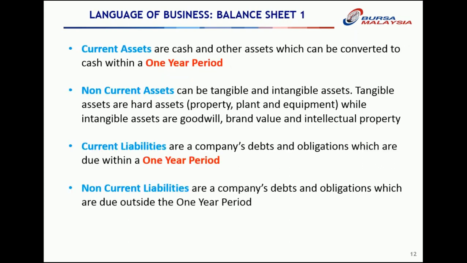So on the balance sheet, the things that I look out for are current assets, okay, which are cash and other assets which can be converted to cash within a 1 year period. Always remember that anything current, including current liabilities, is over a 1 year period. Non-current assets can be tangible and intangible assets. Tangible assets are hard assets, for example, property, plant, and equipment, while intangible assets are goodwill, brand value, and intellectual property. Now, this is something that you need to be very careful about, yeah.